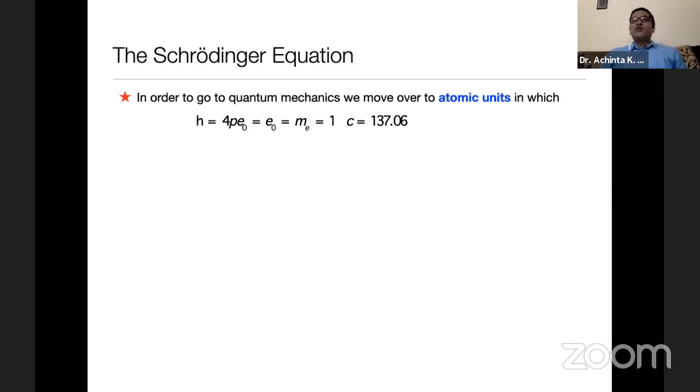First, you convert everything to atomic units so that your equations look less clumsy. That means you set the charge of the electron, the mass of the electron, and so on, all to one.